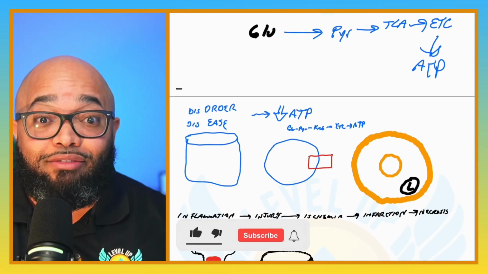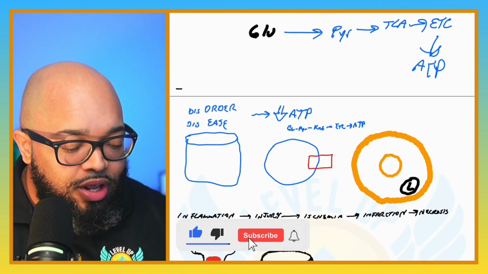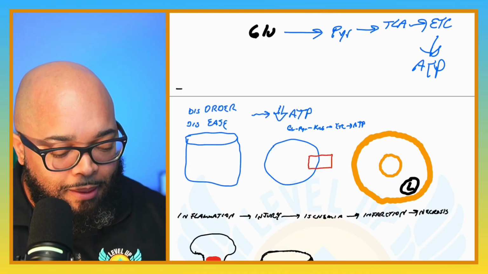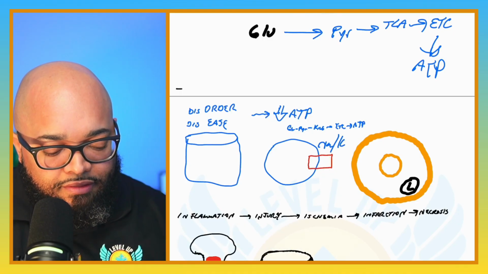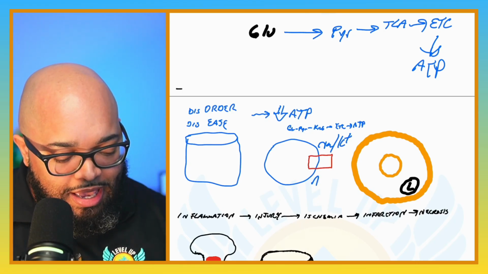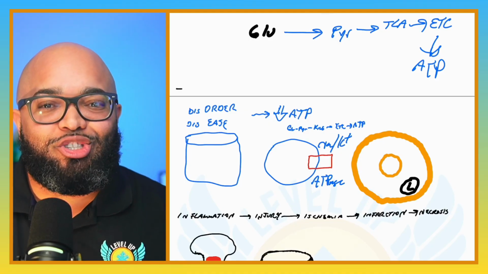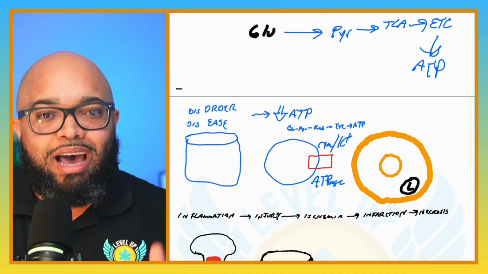Places where you need a lot of ATP include the sodium potassium ATPase, or the sodium potassium pump. Everybody's heard of that, right? The sodium potassium ATPase, or sodium potassium pump. What's its job?